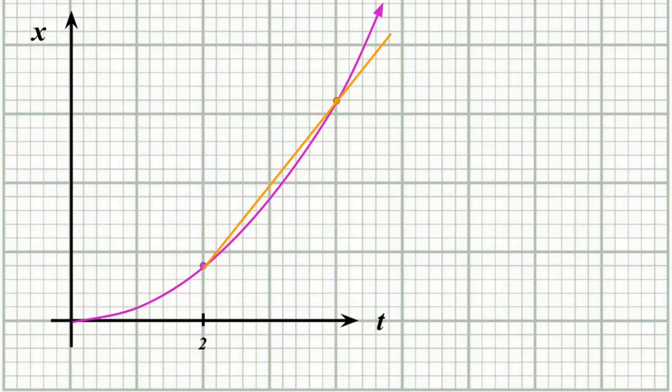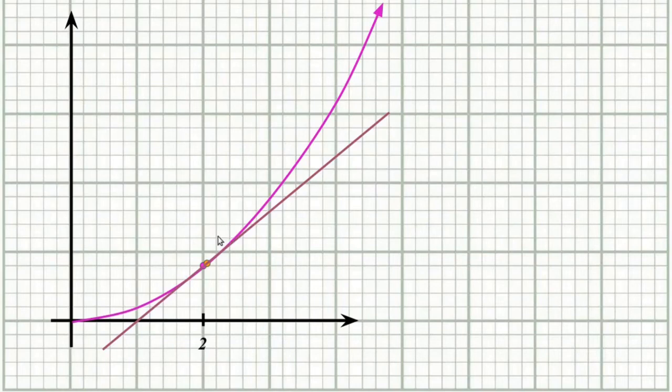I'll find this slope between 2 seconds and 4 seconds. But then what if I move this point closer? And I keep connecting the 2 points. I can move the 2 points closer and closer until they are the same point. And then what is the slope of this line?